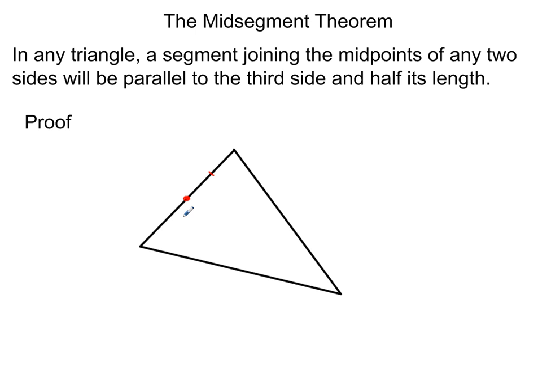That means that part's congruent to that part. And let's say that this is the midpoint of this side, which means that this part is congruent to this part. All right, I'm going to go ahead and name this triangle ABC, and I'm going to name these D and E. All right, so let me draw my midsegment real quick.